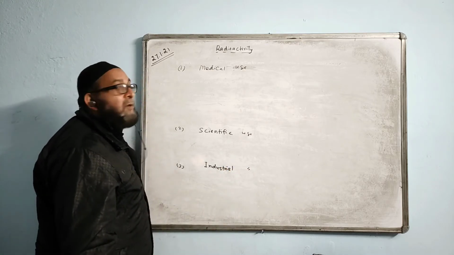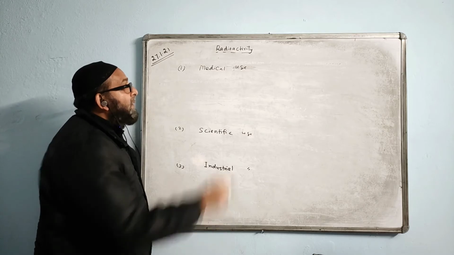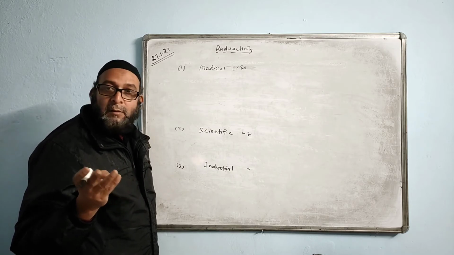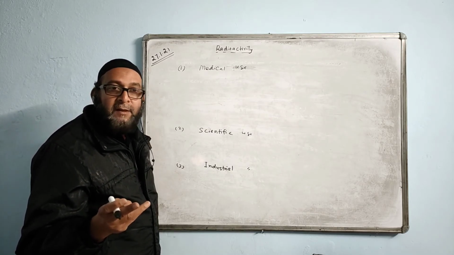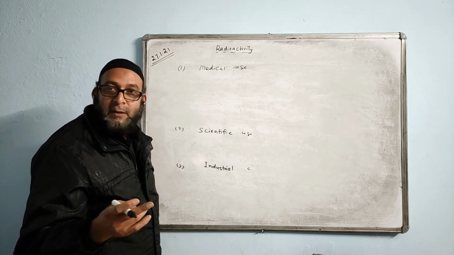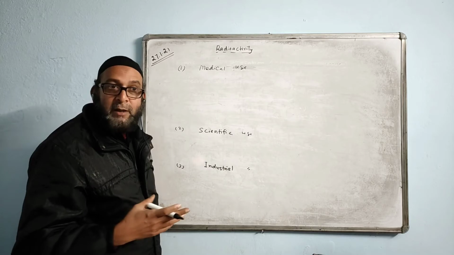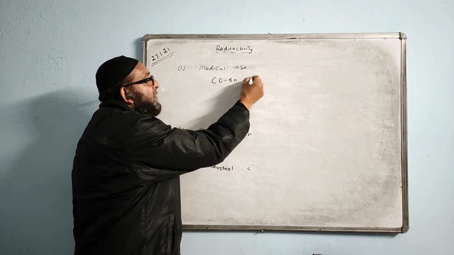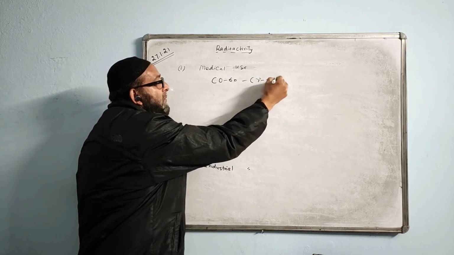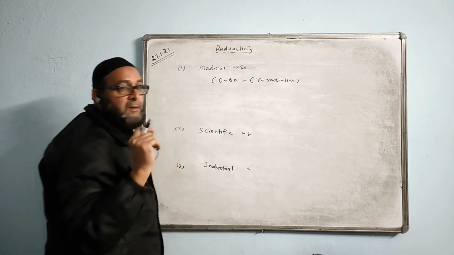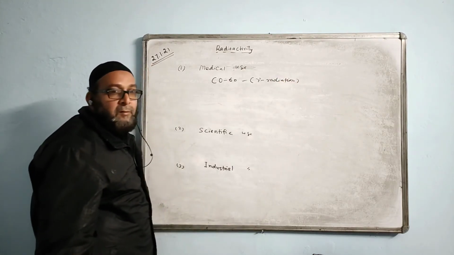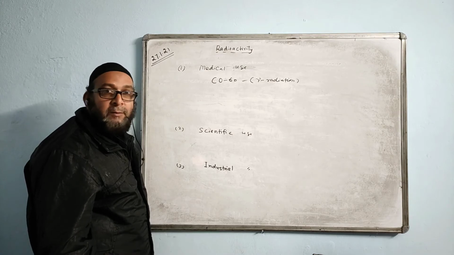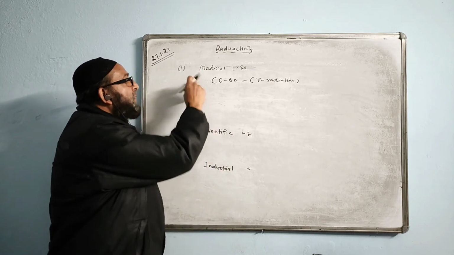There are 3 types of use of radioactive materials or radioactivity. In medical science, certain diseases, like I just now told you, cancers, blood cancers, even any type of cancer, chemotherapy is done. What is chemotherapy? It is a radiation therapy, radiotherapy, in which gamma radiations from cobalt 60 are used for killing the cancerous cells in the organs or in the blood. That is called chemotherapy. That is the first medical use.